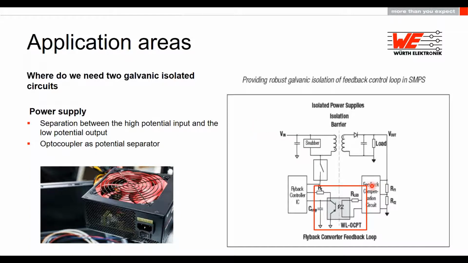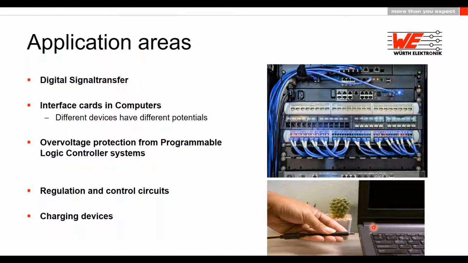An optocoupler is required. As you can see here in the schematic, we have the optocoupler inside to isolate the control loop from the mains. Here we can put an optocoupler phototransistor type from Wurth Electronics. Optocouplers are mostly used in power supplies, a big application area, but there are also some other applications.